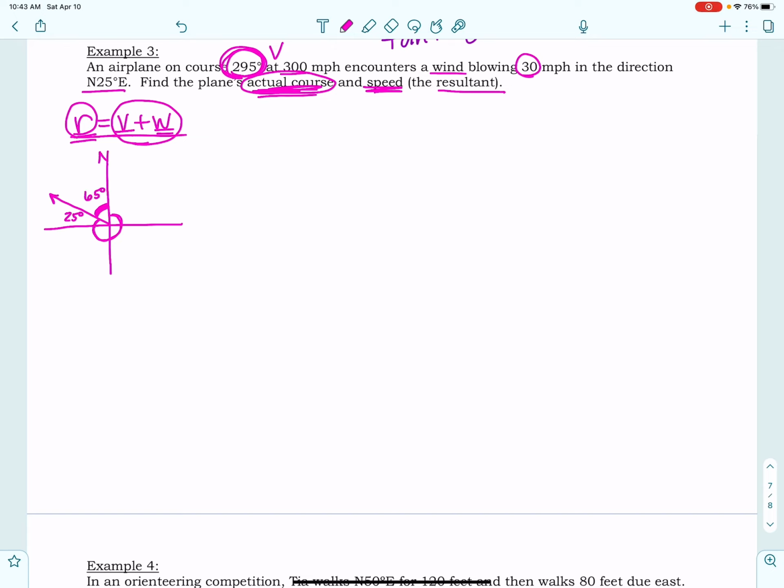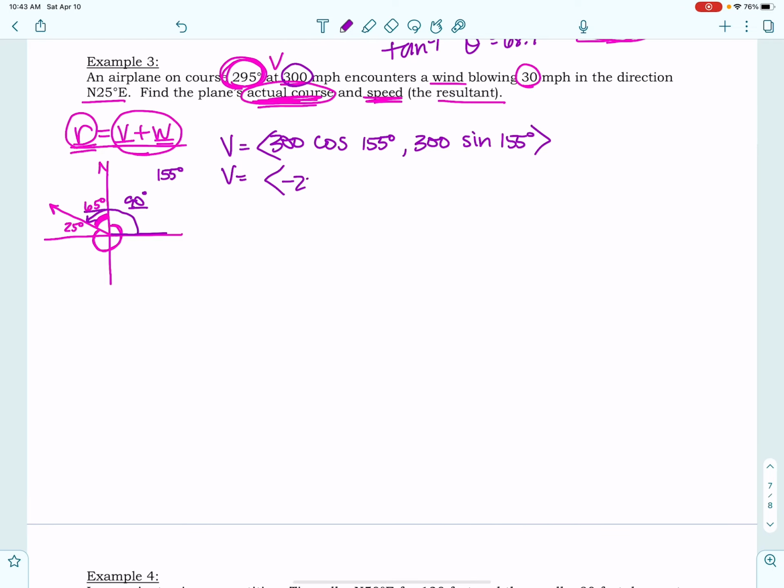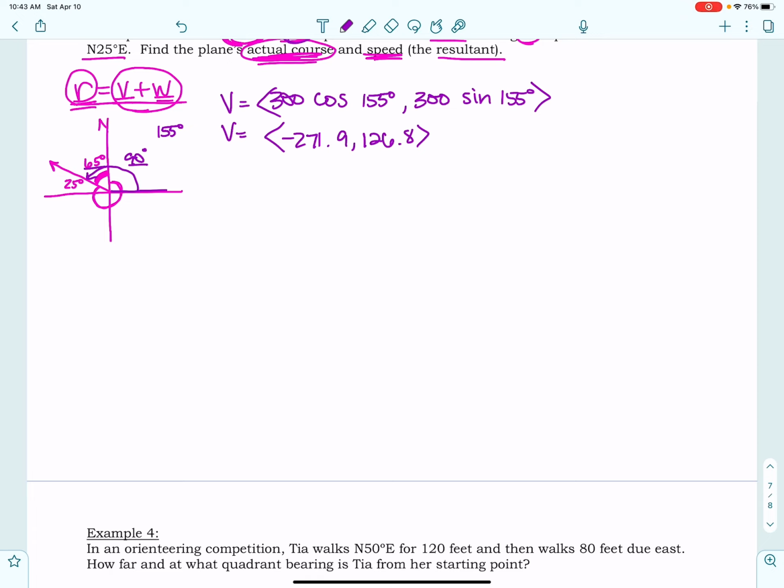Now we can find our direction angle. Remember that our direction angle starts at positive x and goes counterclockwise to our vector, so it's going to be 90 degrees plus 65, so that's going to be 155. For my original course, I take the speed, 300 miles per hour, times the cosine of the direction angle, and 300 times the sine of the direction angle. Again, all calculator, we just type this in, 2 separate values. I get negative 271.9 and 126.8.